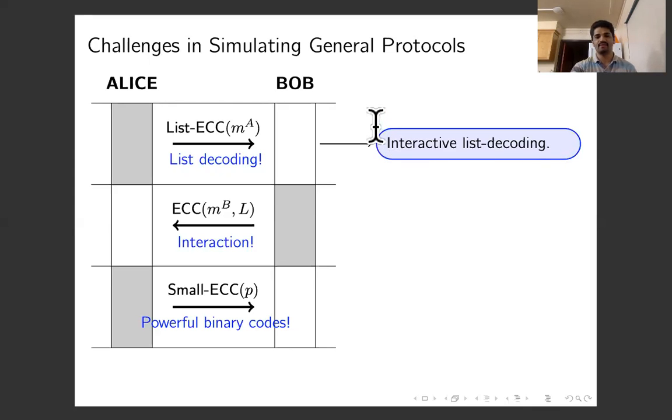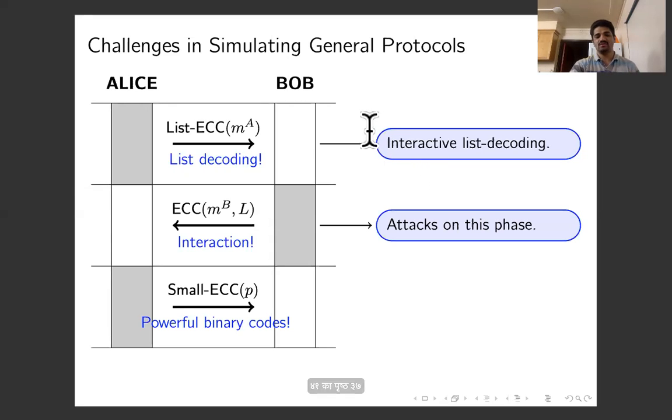And the first step that we do in our proof for general functions is to design such a list decoding scheme. We design a scheme with error resilience matching the one-way scheme, so we do not lose in the error resilience. But it is for all interactive tasks. And after this, we can guarantee that Bob has a small list of values with the correct answer.